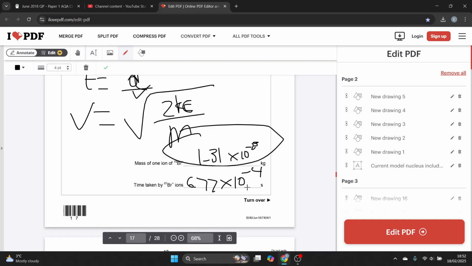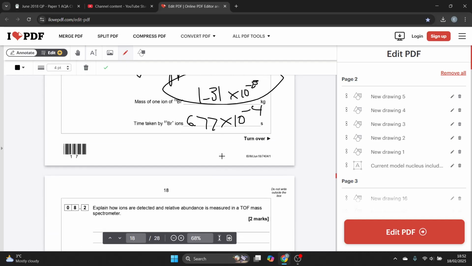So what does the marking say? It says find out the velocity, then find out the kinetic energy, then find out the velocity of the 81Br+ ion, and then you can work out the time. Perfect. Exactly what we did, basically.